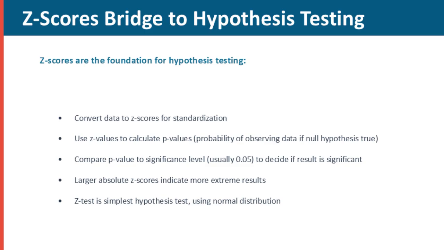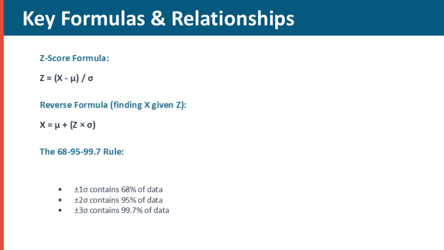Z-tests are the simplest hypothesis tests. They directly test whether a sample mean differs significantly from a hypothesized population mean using the z-scores. Everything that follows in hypothesis testing builds on this foundation. So now let me summarize the key formulas you need to know for working with normal distributions.